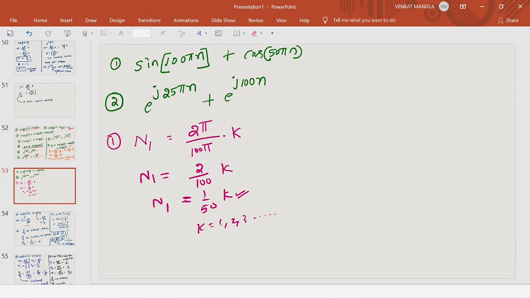For k equal to 50, you will get N1 equal to 1. Otherwise, I can write k by N1 equal to 50 by 1. So for k equal to 50, N1 equals 1. This is the minimum value. So N1 equals 1, and this is the fundamental period of this one.